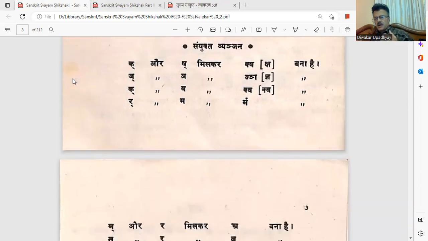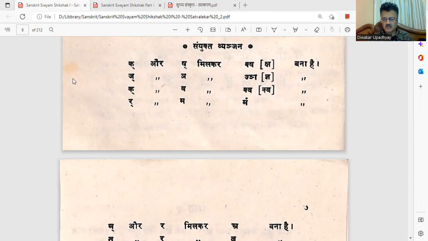What are the compound consonants? Samyukta Vyanjan. Compound consonants. We have Ka combined with Sha, it becomes Ksha, as in Kshatriya. You have Ja, then you have Nya, it becomes Gya, as in Jnana. You have Ka, and combined with Va becomes Kwa.